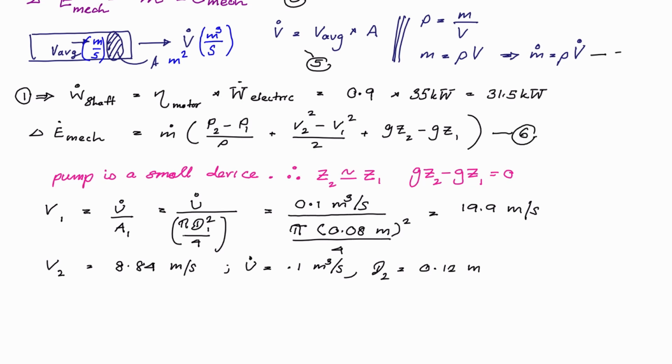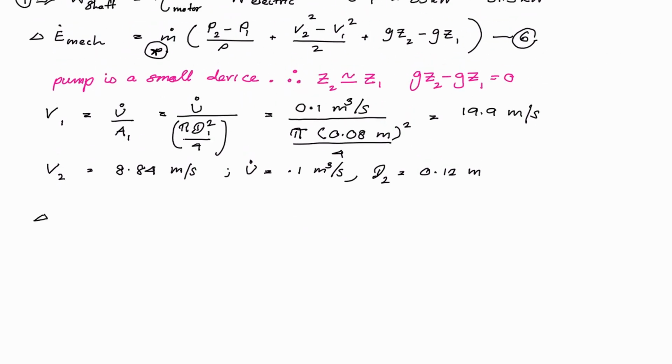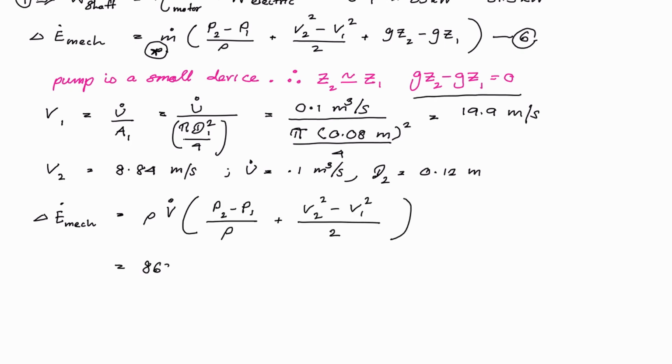Let's rewrite the mechanical energy equation assuming that the potential energy change is 0, and then substitute everything we know. The pressure change from 2 to 1 is 400 kilopascals, and we've calculated the velocities now.